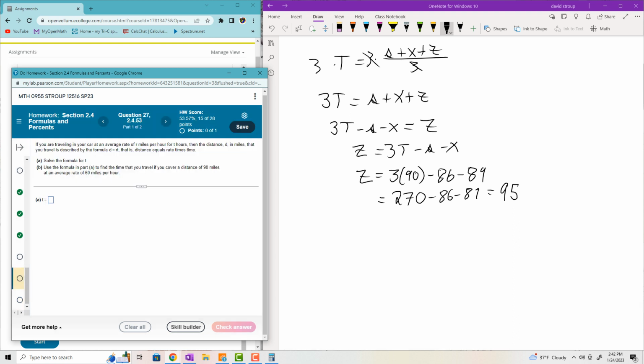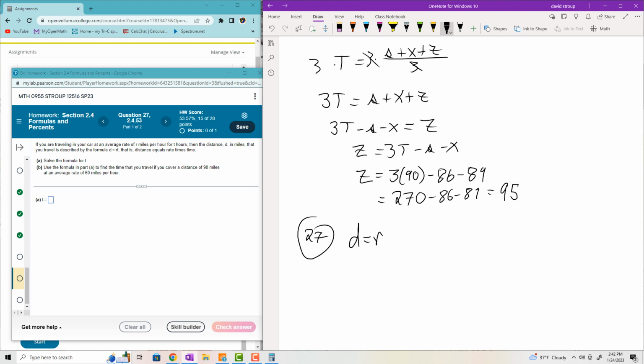It's 27. So the formula for figuring out distance, if you know a rate, is D equals RT. So if you're going 30 miles per hour for 2 hours, you've driven 60 miles. You just multiply the rate times the time. So anyways, this is 27. Our formula, again, D equals RT. And so first part A, they want you to solve for T. Okay, no big deal. I'm going to divide both sides by R. So I'll have D over R equals T. Then I'm going to flip-flop the sides. T equals D over R.